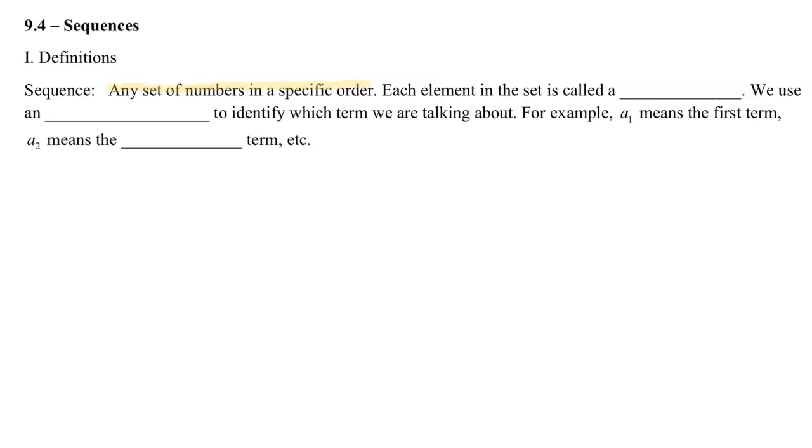And so each element in that set is called a term, and we number the terms by using what is called an index. And so what I mean by that is a sub 1 means that that's the first term because of the subscript 1 there. A sub 2, that means the second term in the sequence, and so on and so forth.